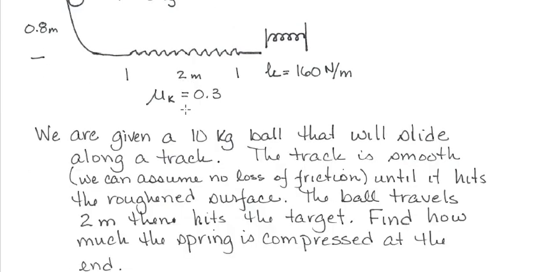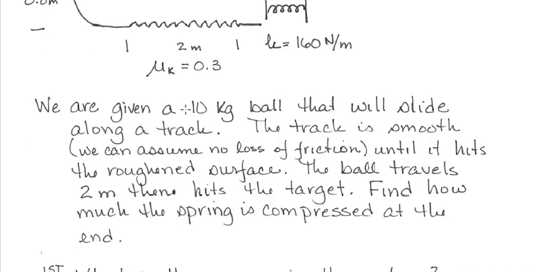So let's look at the statement of the problem. We're given a 10-kilogram ball that's going to slide along the track. The track is smooth, and when we see something like that in a physics problem, that tells us that we can neglect friction. And so we can assume no loss of energy until it hits that roughened surface. The ball then travels 2 meters and then hits the spring, and we want to find out how much the spring is compressed at the end.